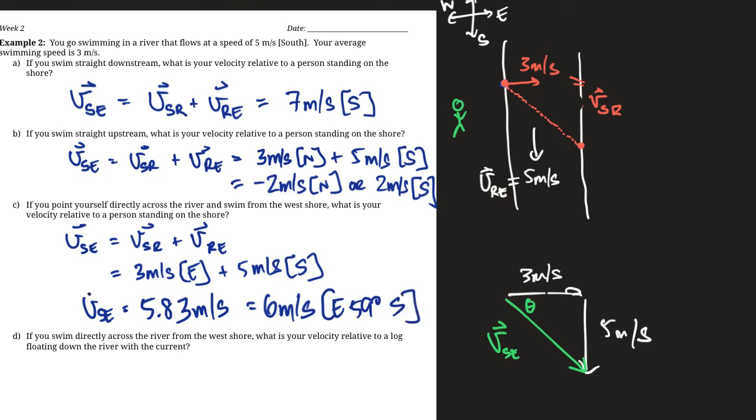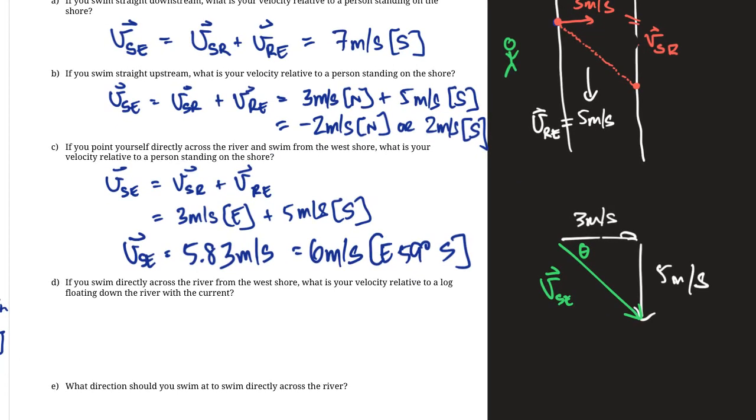So there we go. That's our velocity of the swimmer with respect to the Earth, or with the Earth as the reference point. If you swim directly across the river from the west shore, what is your velocity relative to a log floating down the river with the current? So a log floating down the river is just going to have the speed of the current, right? It's going to look like that, right?